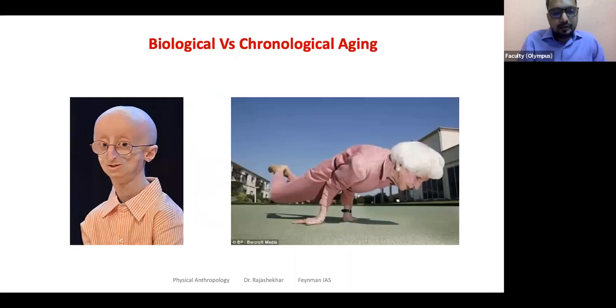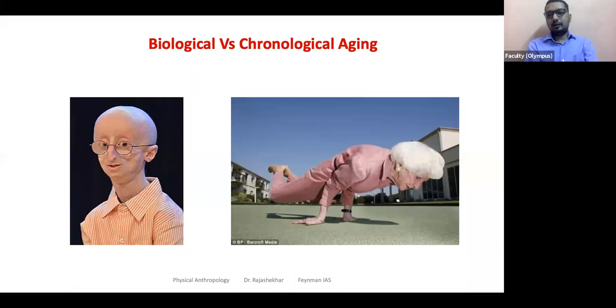Okay, next I would like to briefly explain to you the difference between biological aging and chronological aging. What is biological aging and what is chronological aging? So do you know the difference? Shweta, have you heard about the concept of biological or chronological aging? Have you heard these terms? Do you know the difference?